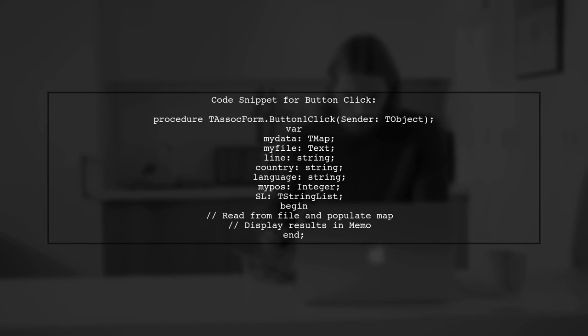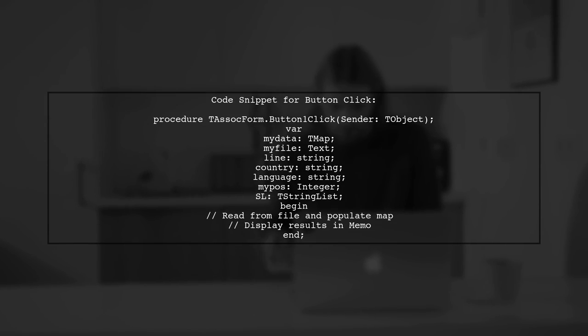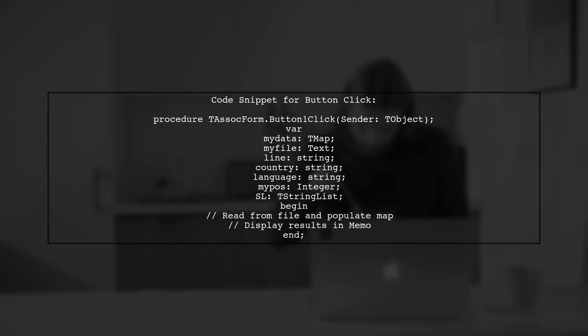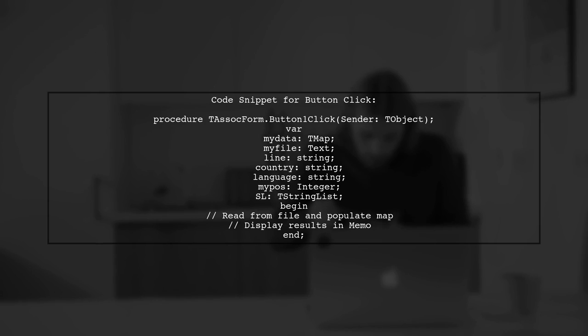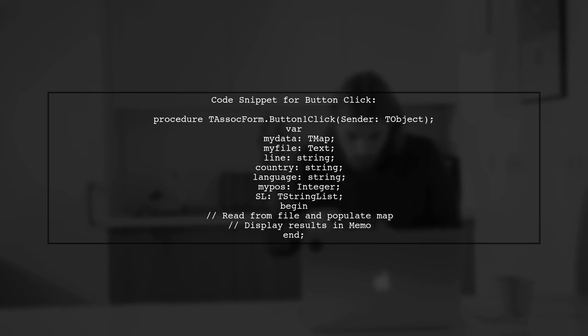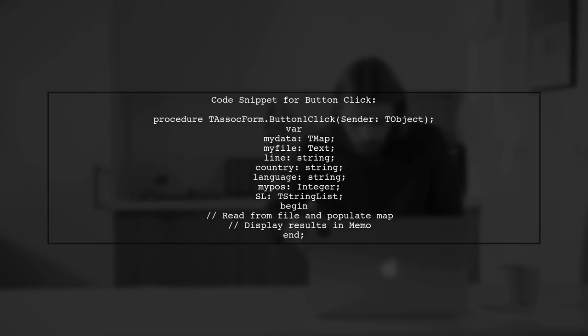Here's a code snippet for the button click event. It reads each line from the file, extracts the country and language, and adds them to the associative array. After processing, it displays the countries and their respective languages in the memo.